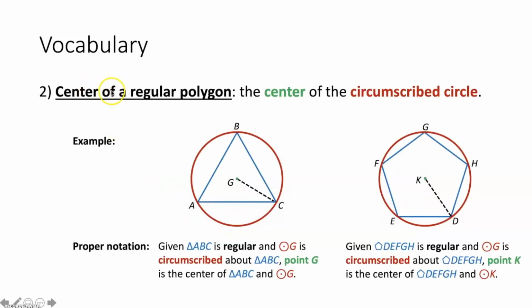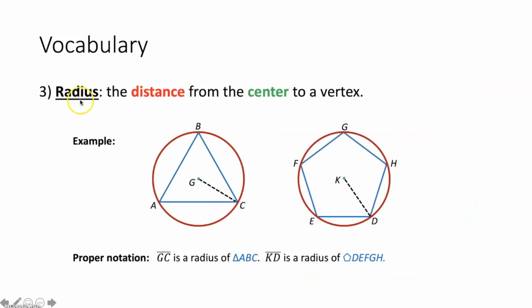Next, we're going to talk about the center of a regular polygon. That would be the center of the circumscribed circle. In our examples down here, we have an equilateral triangle, ABC, and a regular pentagon, DEFGH. In each of these regular polygons, the center is the center of the circumscribed circle about each of those regular polygons. Now, a radius would be the distance from the center to a vertex.